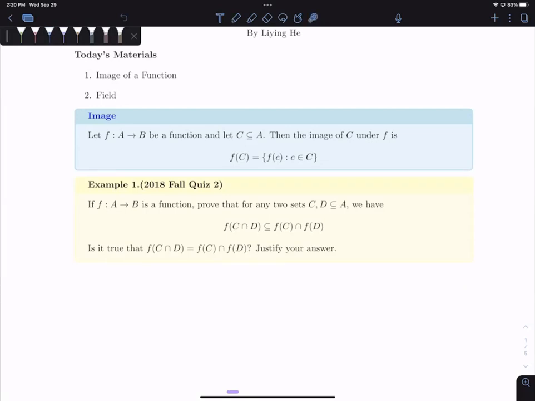Now, today's material: we have image over function, we have field. No time for this, okay? We'll do image. Field will be another video.